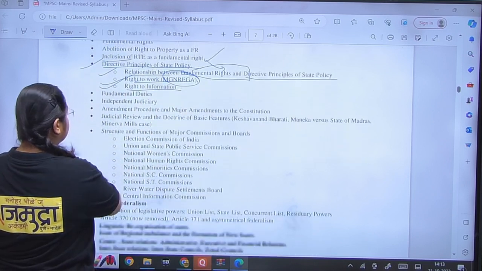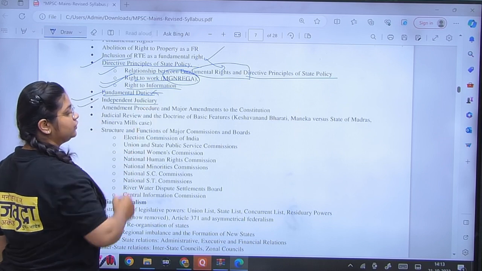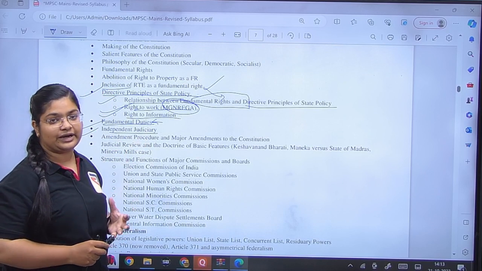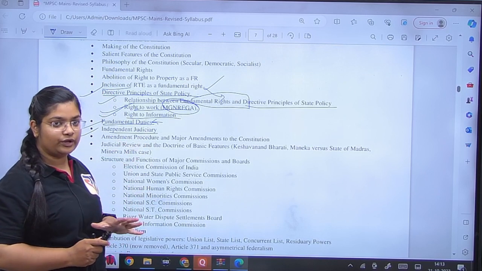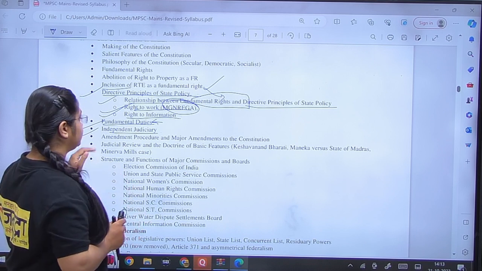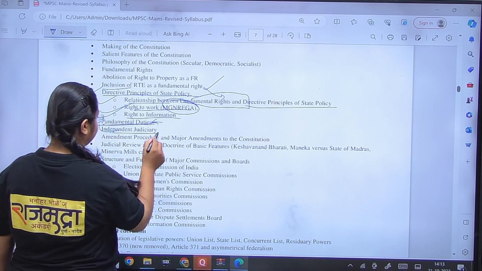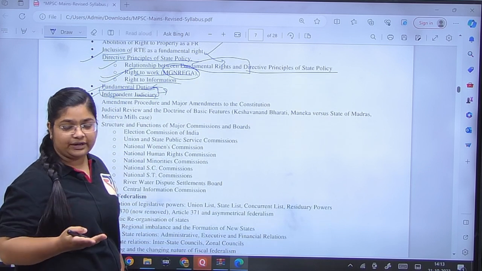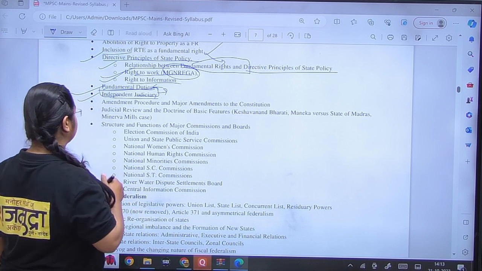Then right to work, that is MGNREGA, and right to information. Then next is fundamental duties and independent judiciary. What are our duties? Just like we have our fundamental rights, we also have fundamental duties. So we are going to study thoroughly about our fundamental duties. Then the independent judiciary. Our judiciary is independent. Then how does it work? Everything about it we are going to study.